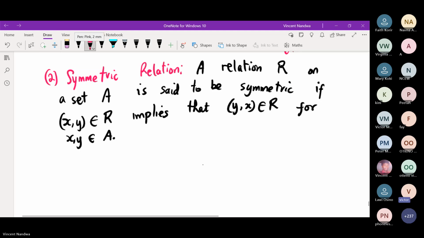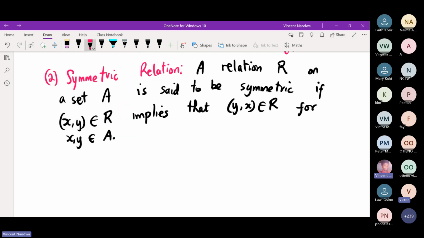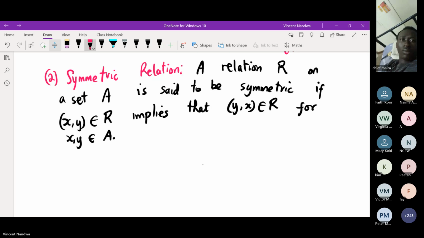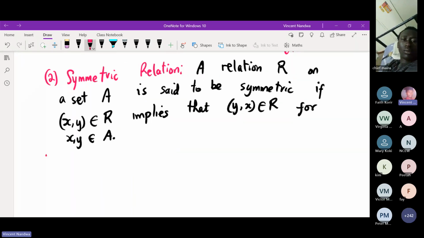So symmetric relation is the next type of relation under our discussion. So relation R on a set A is said to be symmetric if pair X, Y is in R, means the pair Y, X is also in R for all elements X, Y in A. Let me give another definition, then I can make more clarification on this.